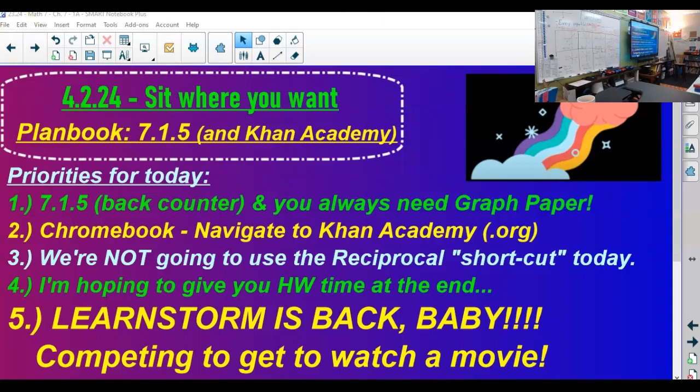If your screen does not say Math 7 1A, come up here and we need to fix that. All right, so if you go to khanacademy.org/join, so go ahead and at the end of it hit /join.